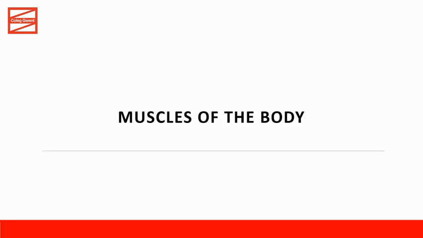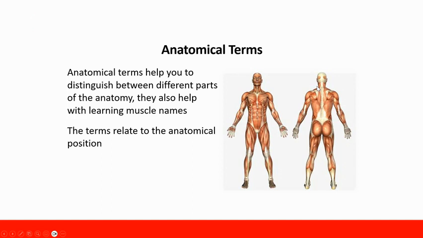So we're now going to move on to muscles of the body. When we're talking about muscles of the body, we will refer back to the anatomical terminology that we used in earlier lessons, as this will help us in many different ways. It helps you to distinguish between different parts of the anatomy. It also helps with the learning of muscle names.